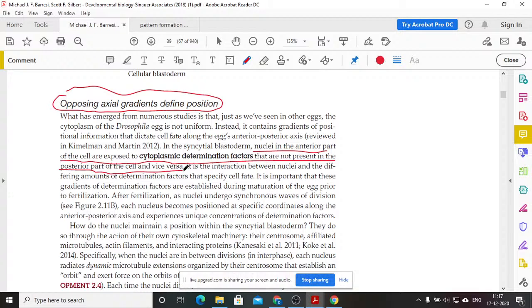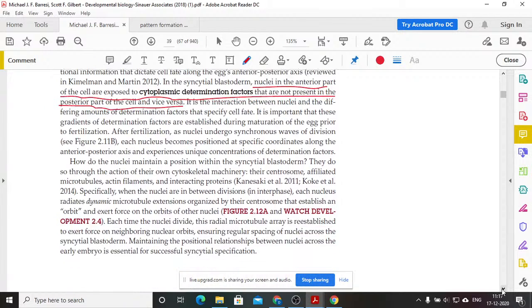Since the cytoplasmic determination factors are at the anterior end, they give positional information to the nuclei present in the anterior end, so that when you become a cell in the cellular stage, you become cells of the head. So, information is determined here. This is what I meant to say here. So, let us look at the picture.